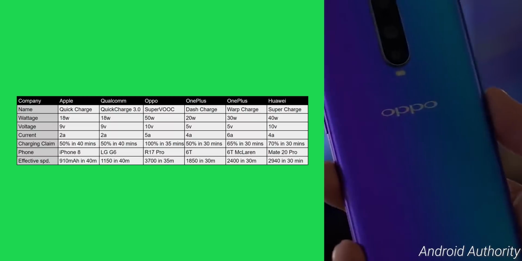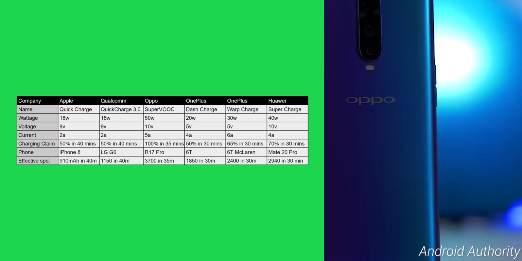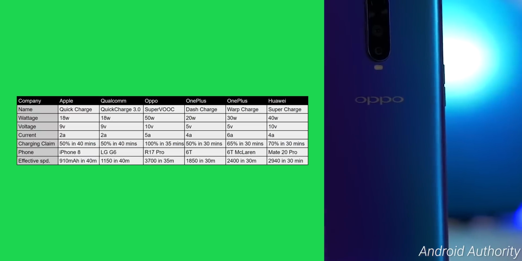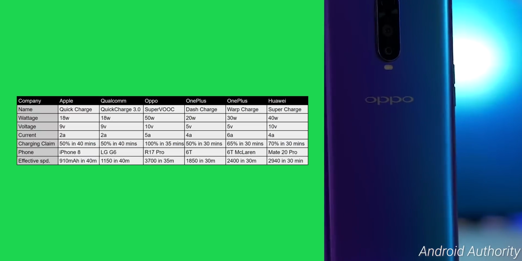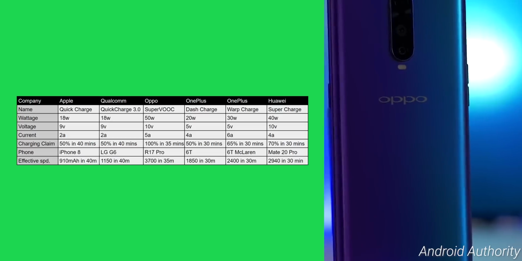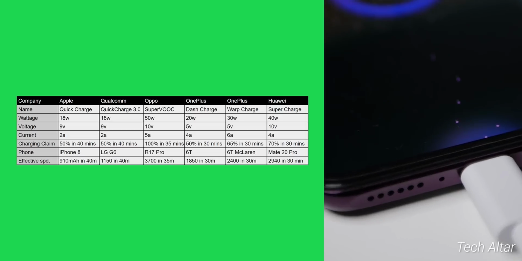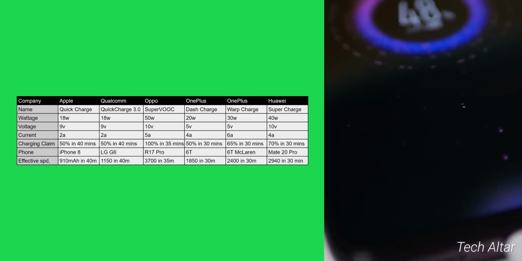I thought I'd first compare them based on five stats: wattage, voltage, current, effective charging speeds, along with their claimed charging speeds as represented by the phones using them. So right off the bat, it's painfully easy to see who's winning here and why.